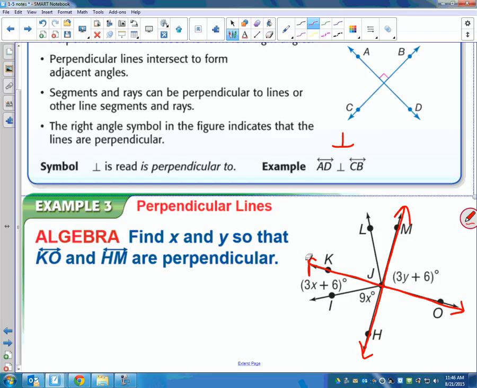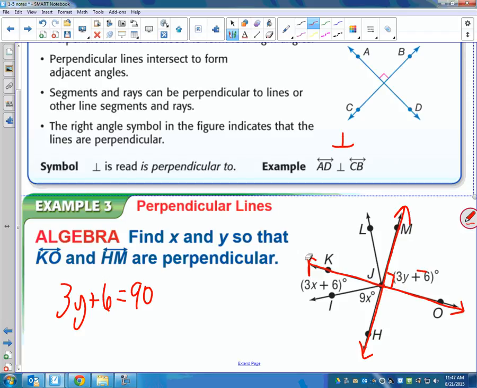So what do you have to know about this angle right here? This has to equal 90 degrees if we want those to be perpendicular. Right? You just have to think through what you could set that equal to. Well, if those are perpendicular, then I can say 3y plus 6 has to equal 90. Again, not a hard equation to solve, but you got to understand what you're looking for to set that up.